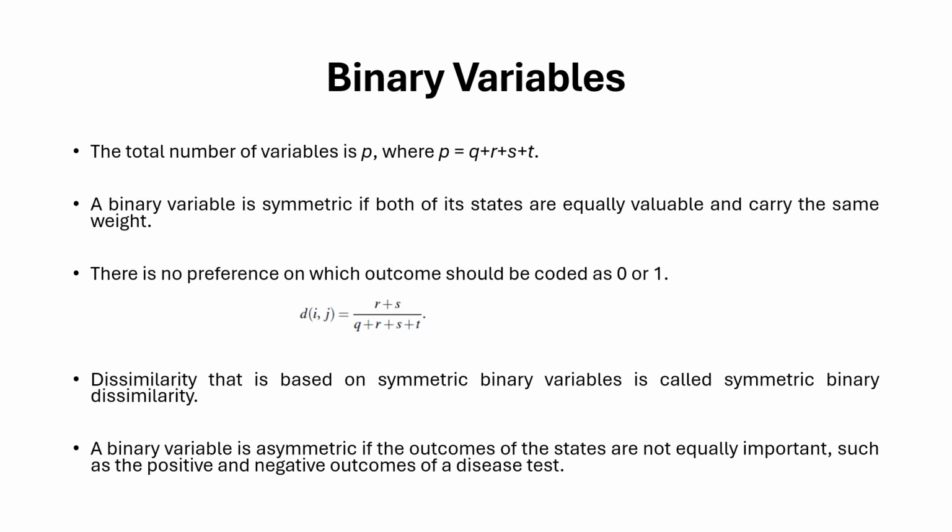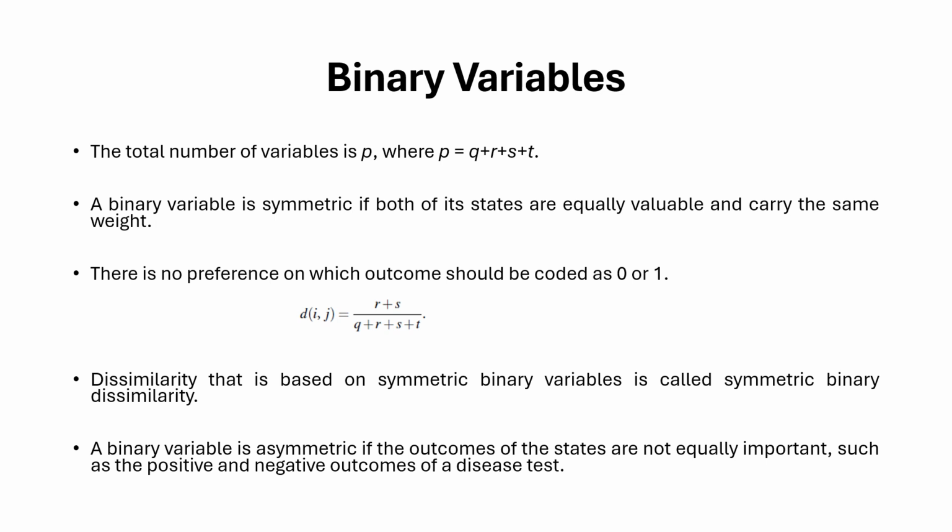As I told you in the previous slide, what is symmetric and what is asymmetric? Symmetric is nothing but, suppose you have a gender, male and female. Do you have any weightage for male? Is male a higher priority and female a low priority? No, both are the same. So in that case, there won't be any weightage for 0 and 1. Both are equal. Likewise, gender, male and female, is called a symmetric variable because it does not have any high weightage or high priority for male or for female. So in that case, there is no preference on which outcome should be coded as 0 or 1.